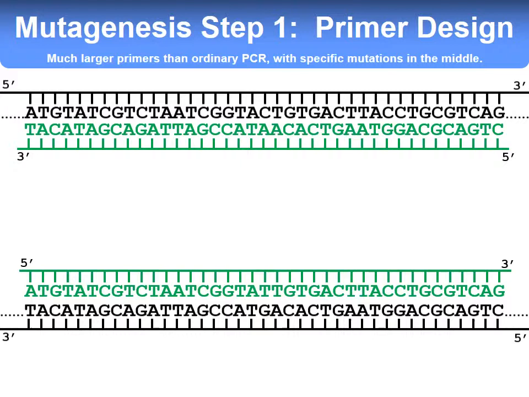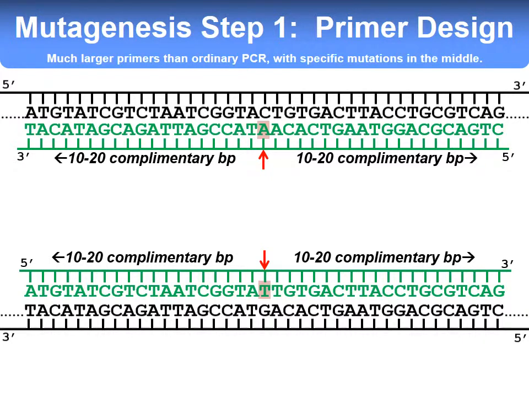And our primers here are going to be a little bit longer. They're actually going to be around 20 to 40 base pairs. And our mutations are going to be right in the middle. So you see I have those highlighted in red. So we're going to change the C to an A on top and a G to a T on bottom there. And you want to make sure you're making the same mutation in both primers.